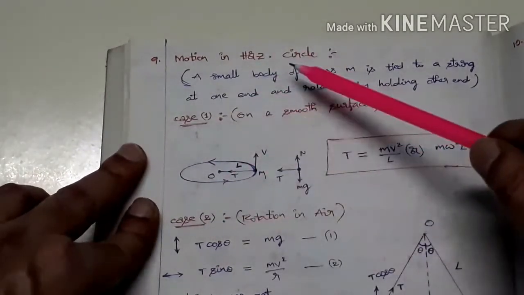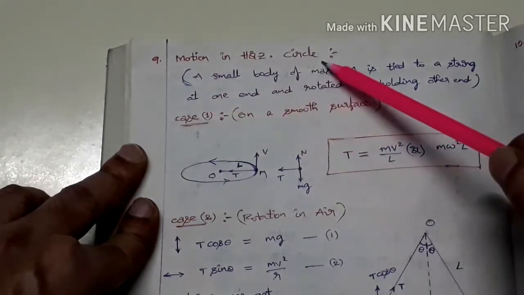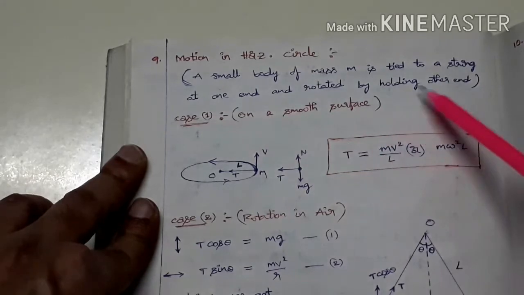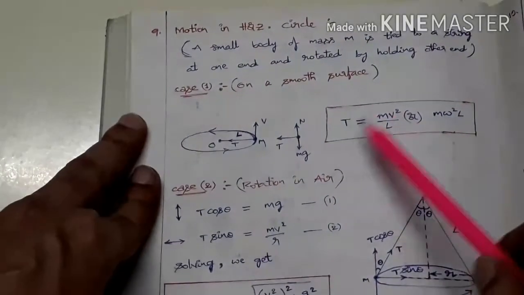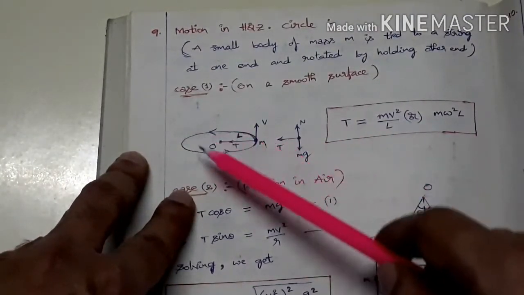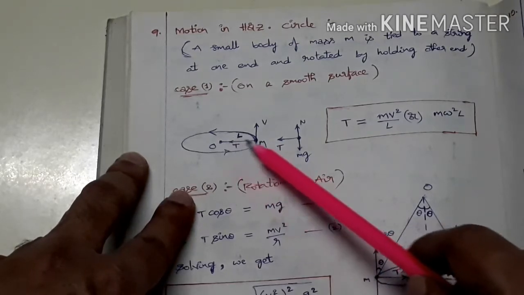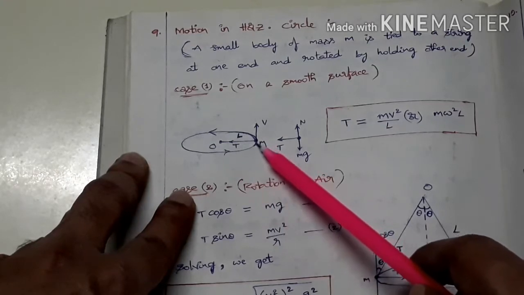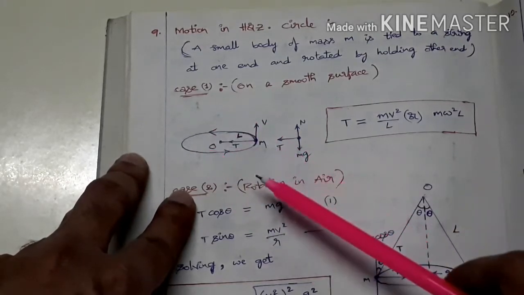So next one is motion in a horizontal circle. A small body of mass m is tied to a string at one end and rotated by holding the other end. In the first case, we are rotating this on a smooth surface where there is no friction. So it is rotating in a circular motion. This is the center of the circle. This is the length of the string. Here at O we are holding the rope, and here M is attached to the other end of the string, and it is made to rotate in circular motion like this.